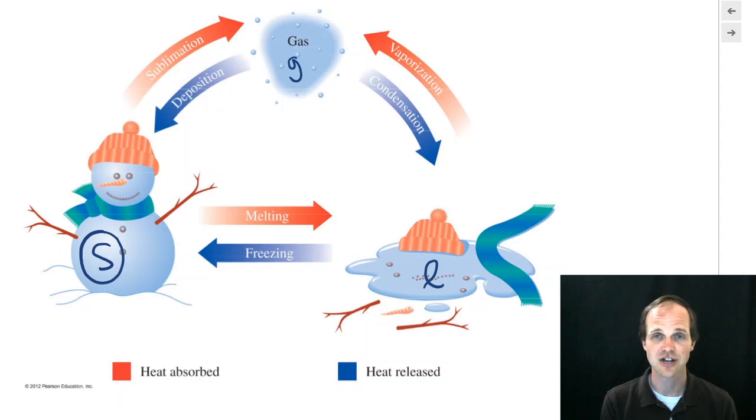A phase change is changing from one state to another, from a solid to a liquid, from a liquid to a gas. And we're familiar with most of these terms. When you go from a solid to a liquid, we call that melting.